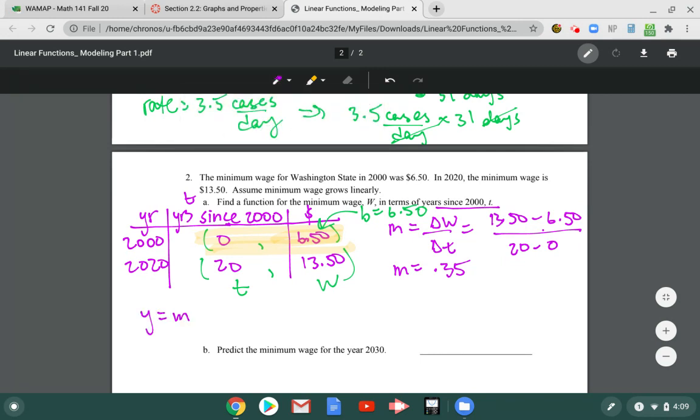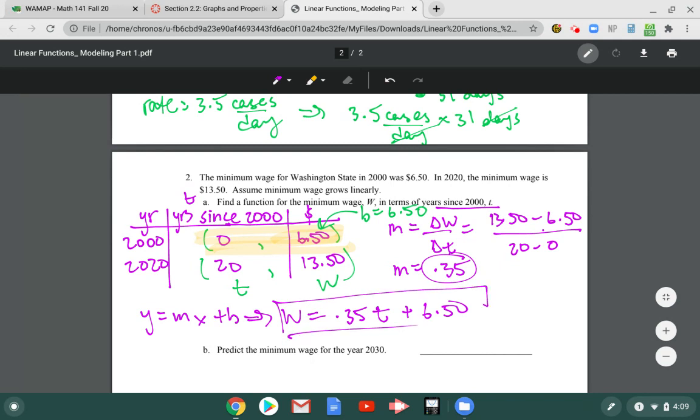Y equals mx plus b. In our context, y is w, equals m, that's my rate of 35 cents, 0.35, x is t, plus b, which is $6.50. I wrote w. You could also express that as w of t.